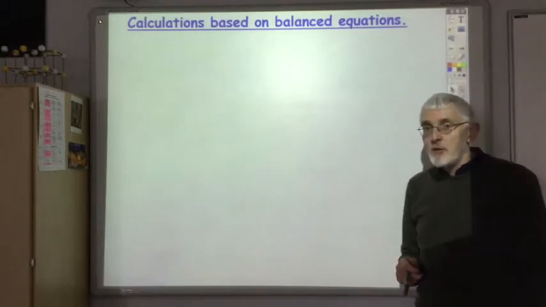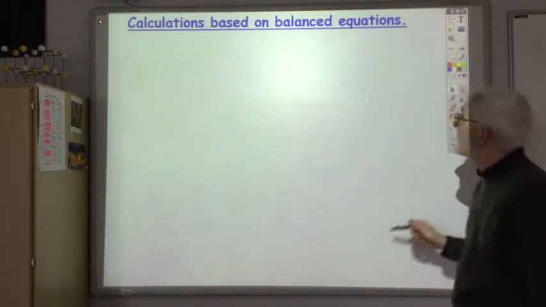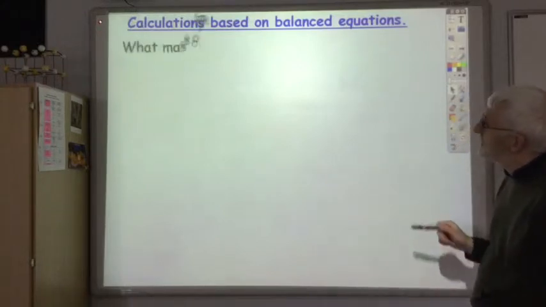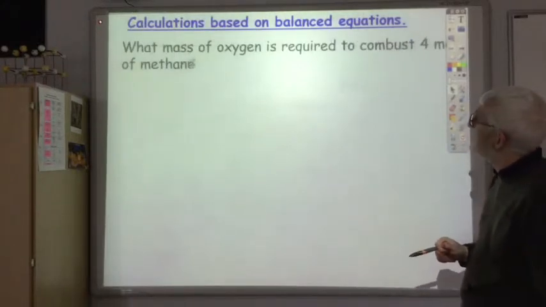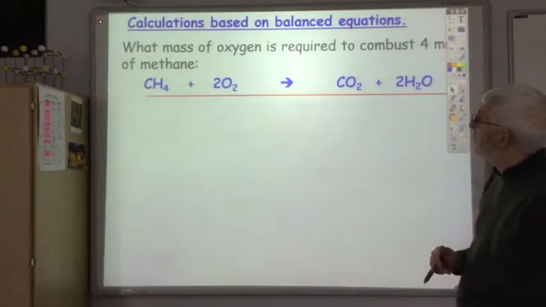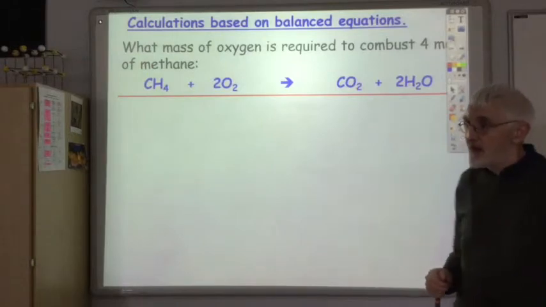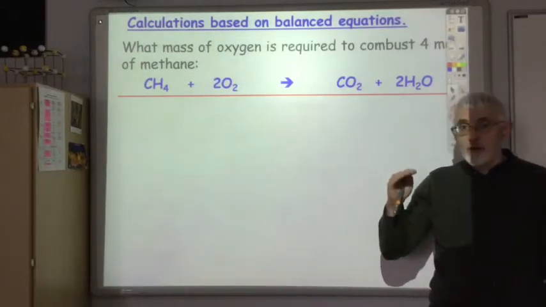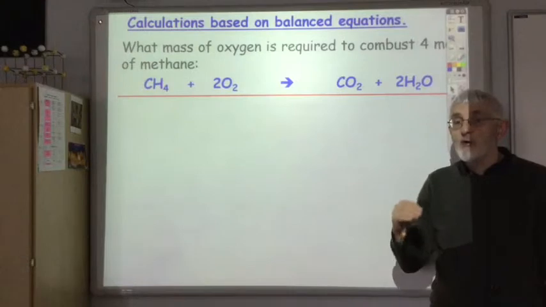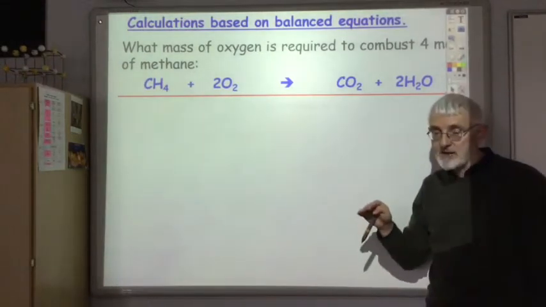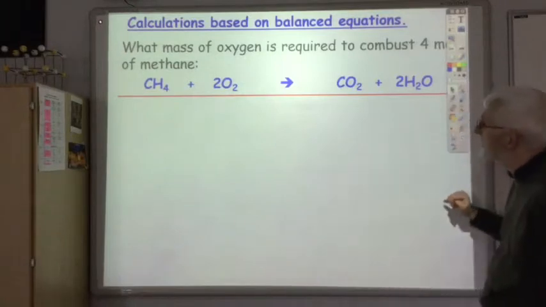And finally, we want to look at calculations based on balanced equations. So I'll give you an example of what we're talking about. A typical question would be, what mass of oxygen is required to combust 4 moles of methane? And you're given a balanced equation. Now, before I do this, I'm going to run through the method we can use for all questions of this type. The 5-step method you've heard me refer to before.